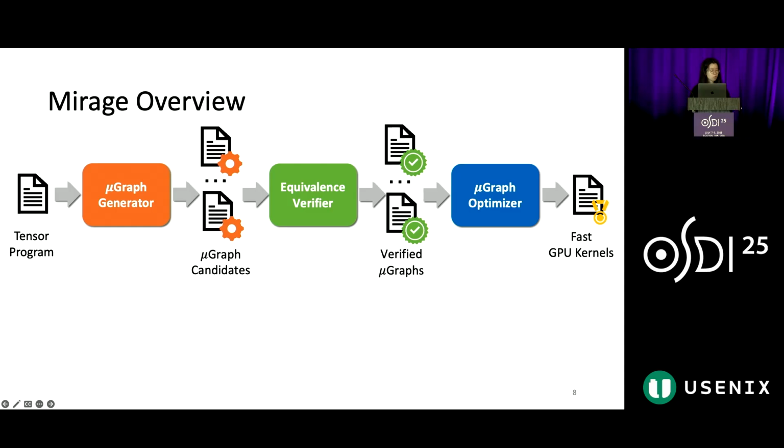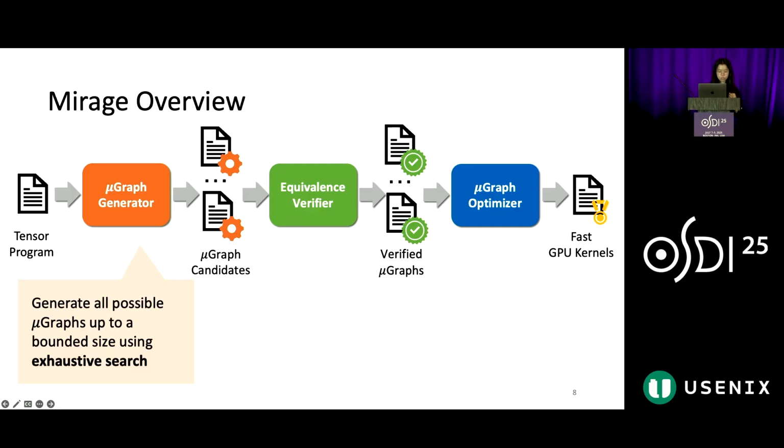Mirage instead uses an exhaustive search. It takes as input a tensor program, and uses the muGraph generator to generate all the possible muGraphs up to a certain size using exhaustive search.